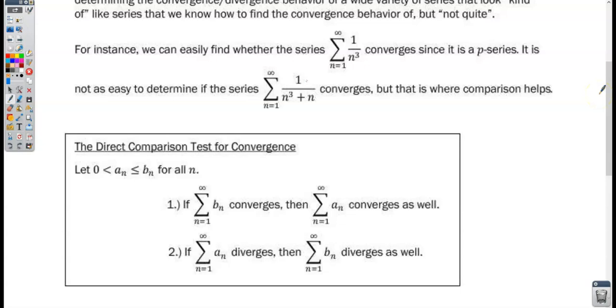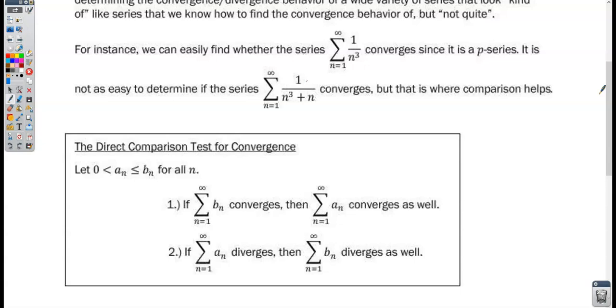So in direct comparison, what we've got is two series that are greater than 0 for all values of n. We can tinker with that a little bit if, like when n is 1, maybe one of them is a negative term. We can still get to a comparison, but in general, we want to use this when both a and b are strictly positive, and the series b sub n is greater than or equal to a sub n for all n.